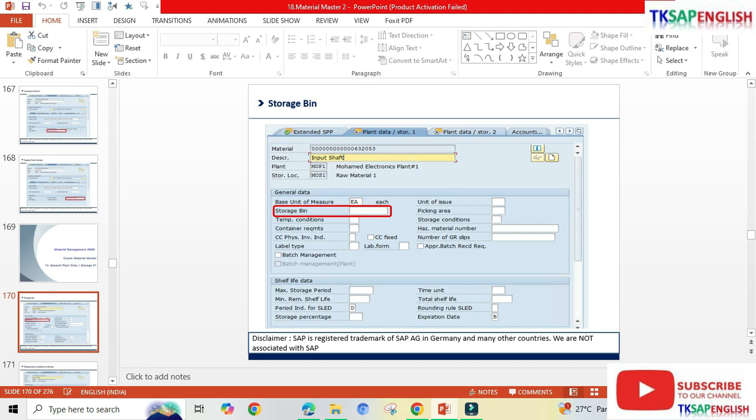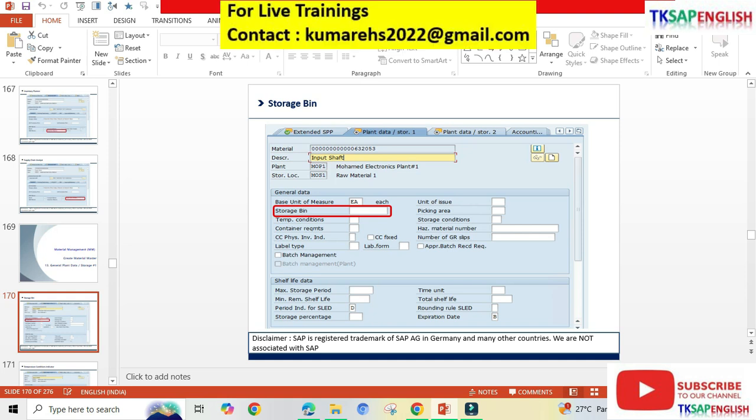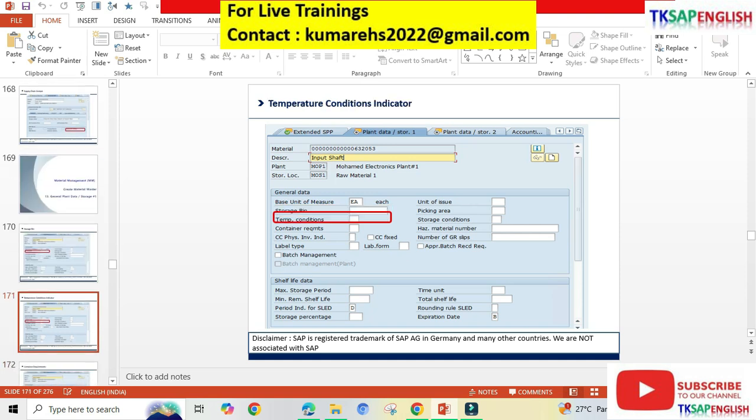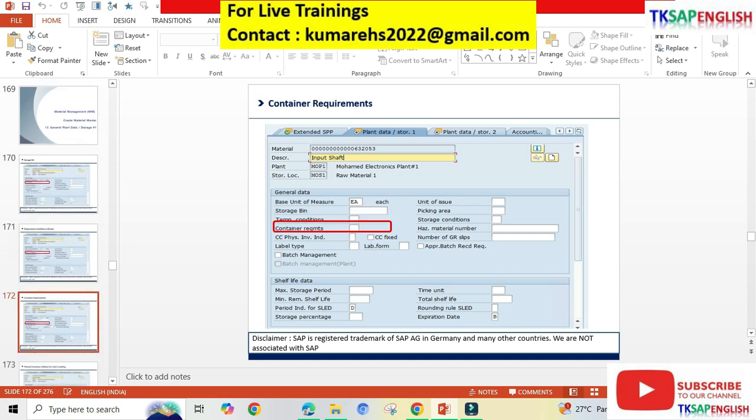So this storage bin is only significant if you do not use SAP warehouse management. It appears on goods receipt and goods issue slips. However, if the warehouse management system is active, this value is merely for information. So the next field, temperature conditions indicator, indicates the temperature conditions in which the material should be stored.